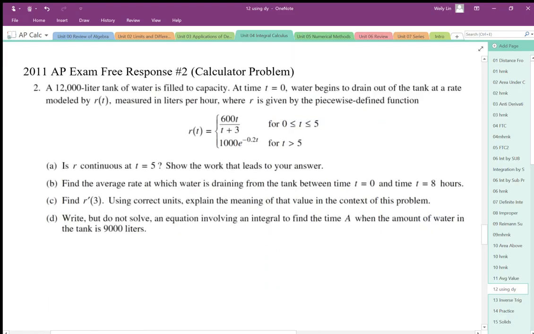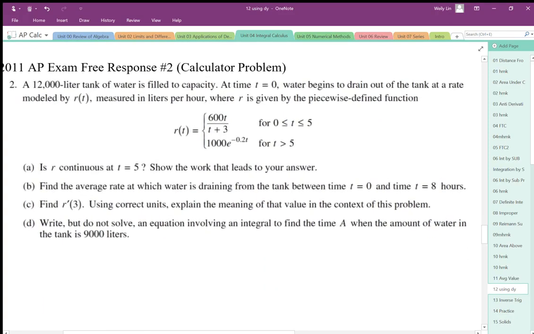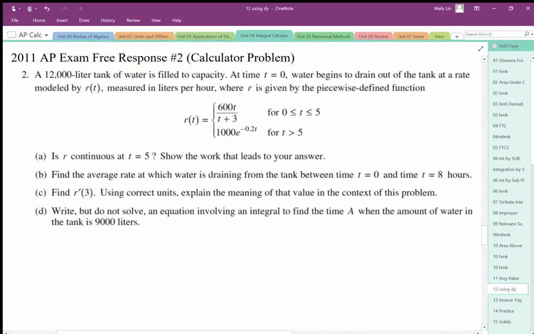So looking at some of the AP problems, this is a calculator problem. Again, we probably won't have to do this in 2020, but we should at least understand how to set up the integrals for this. We have a 20,000 liter tank of water filled to capacity. It doesn't say what the shape of the tank is, and we don't really need to know because they give you the rate at which the water flows out. So this is the derivative function here.